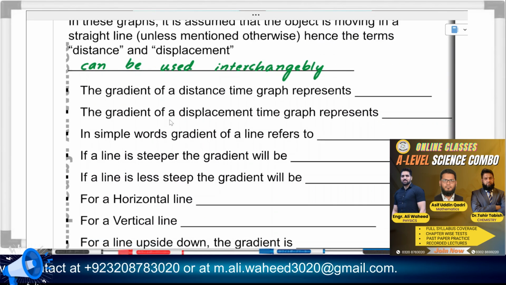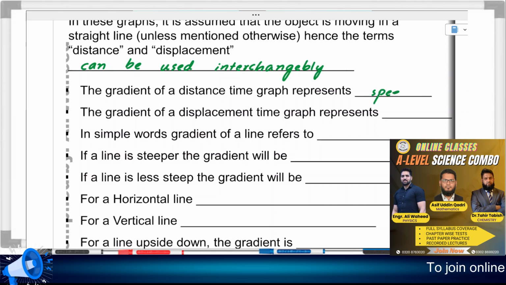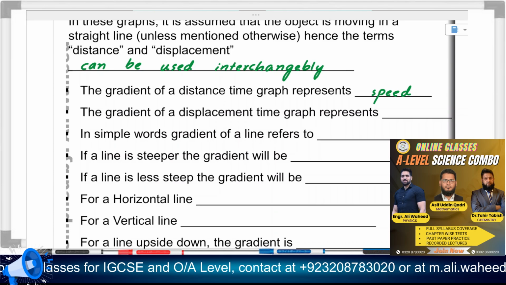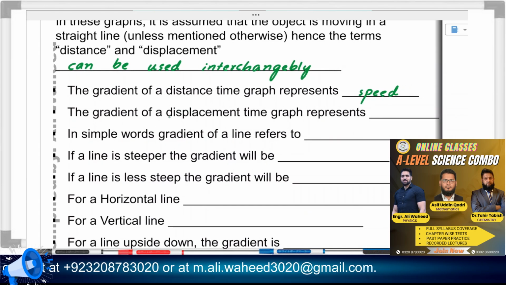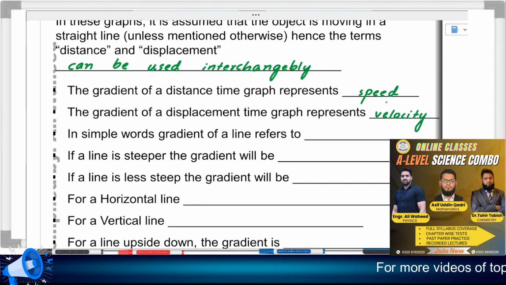The next thing, these are very important pointers. The gradient of the distance time graph represents speed. How do we find the gradient? That's a separate thing. We'll discuss it afterwards. But the gradient would represent speed. And if we be more precise, the gradient of a displacement time graph would represent velocity, because displacement is a vector, so its gradient would also be a vector.